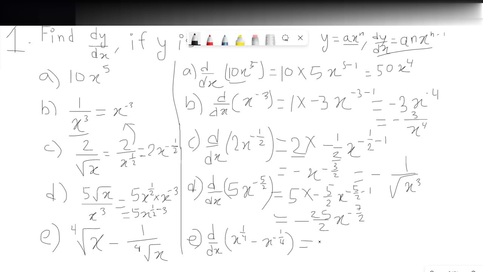So we can write this as 1 by 4 into x, using this formula dy by dx, and 1 by 4 subtracted by 1, minus 1 by 4. Don't forget the minus sign, which is very important, and x to the power minus 1 by 4.